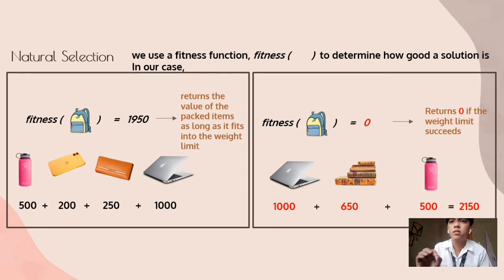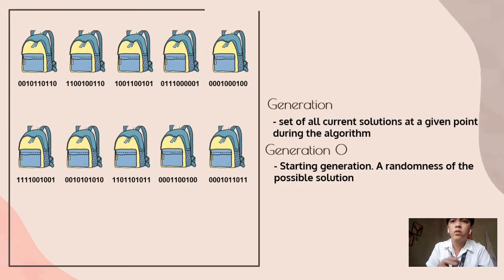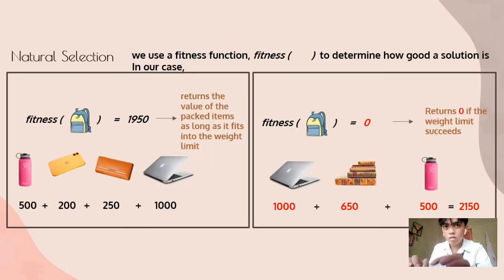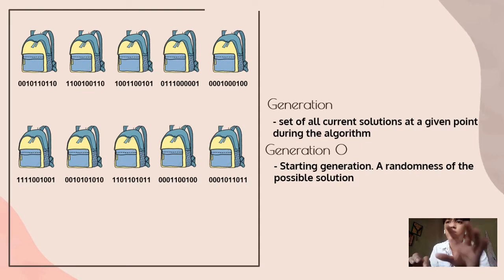That is the limit, guys. So, generation: the set of all current solutions at a given point during the algorithm. Generation 0 is the starting generation, with randomness in the possible solutions. So guys, this knapsack 2 up to knapsack 10 and so on are the same.